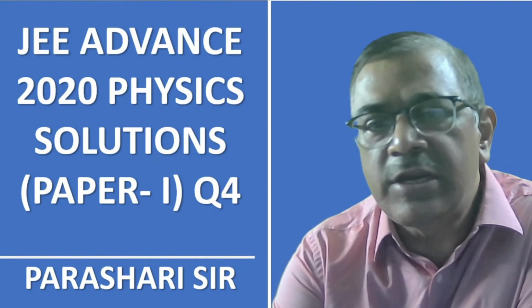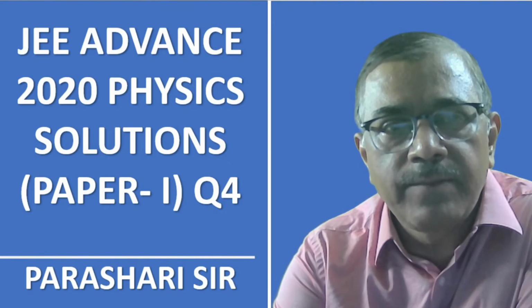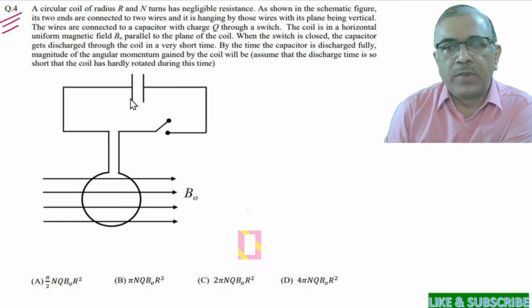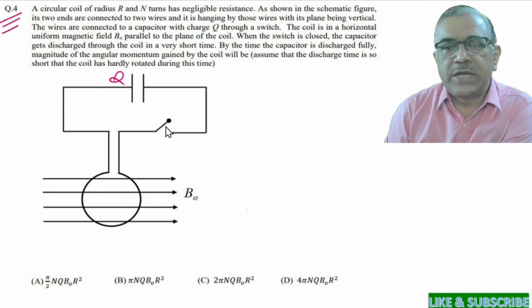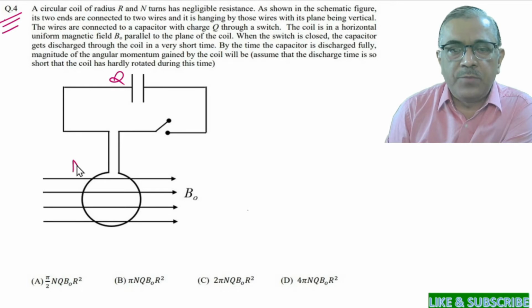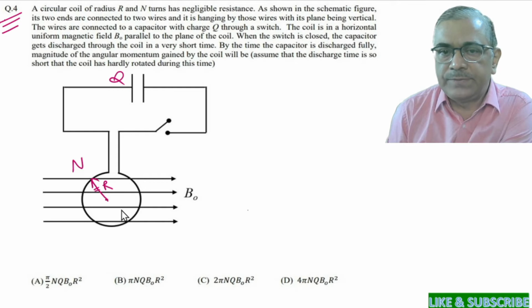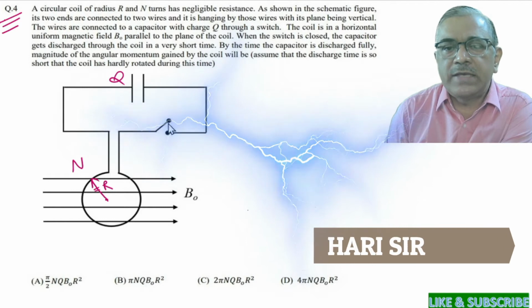Today I'm here with the detailed solution of question number 4 of JEE Advanced 2020. I expect that you have read this question several times. Here is a charged capacitor connected to a circular loop through a key. This circular loop has N number of turns and its radius is capital R. Magnetic field B naught lies in the plane of the circular loop. Now let us see what happens when the key is closed.